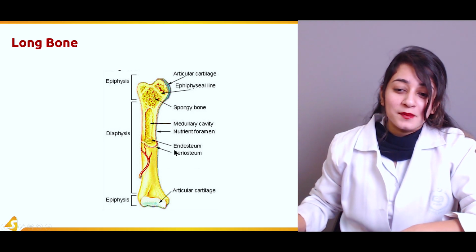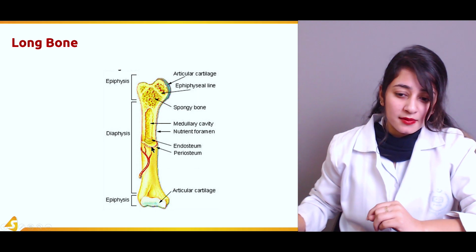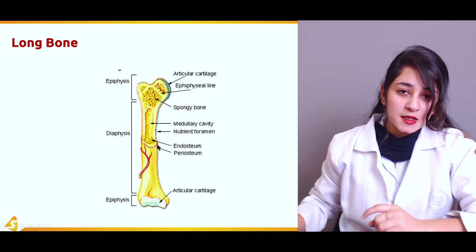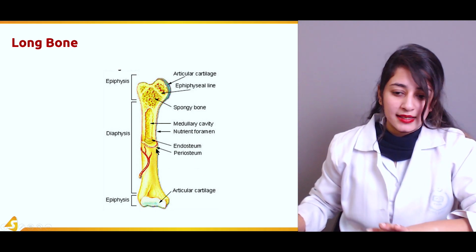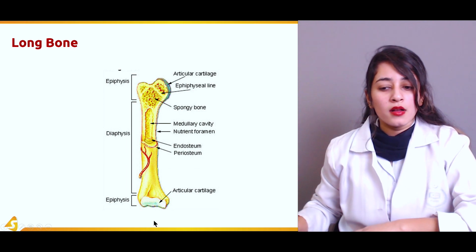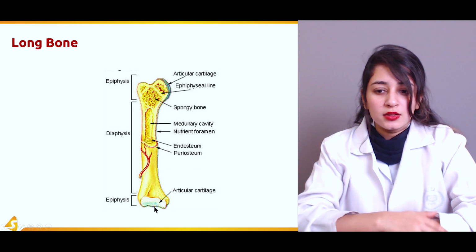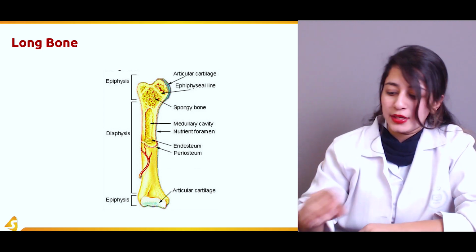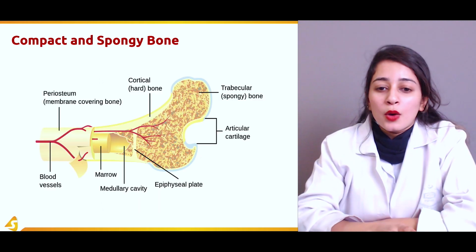Then we have the endosteum. Then we have the periosteum, which is present on the outside. The endosteum is present inside, that's the inside layer, and the periosteum is the outside layer. Again, we have articular cartilage at the end. So this is the anatomy of a long bone.